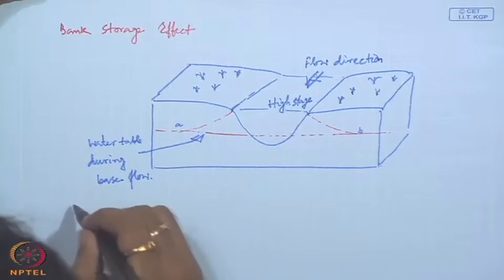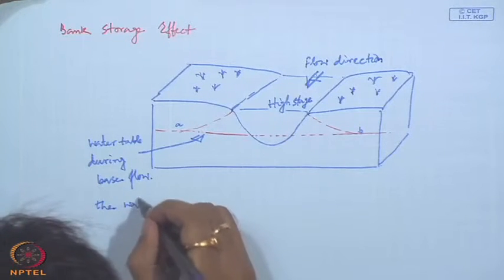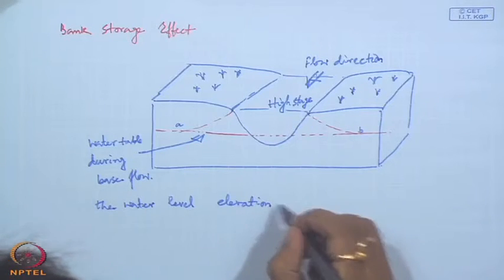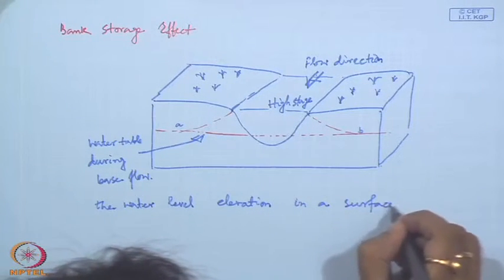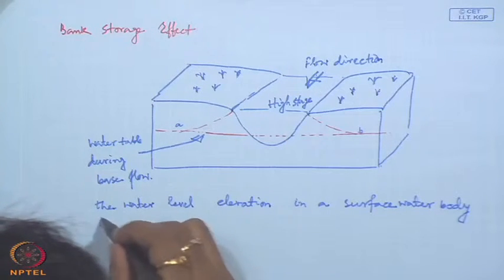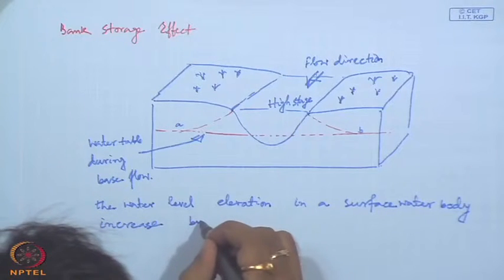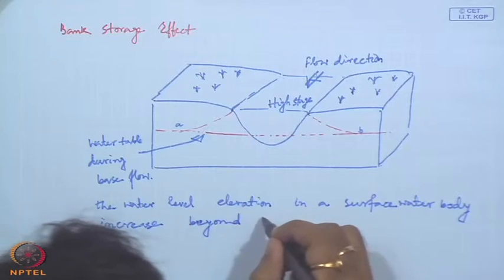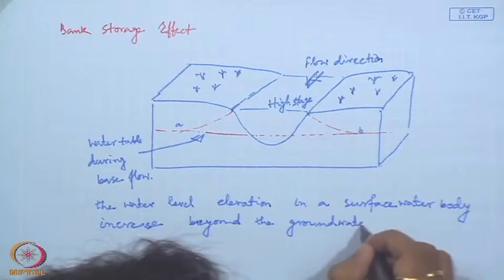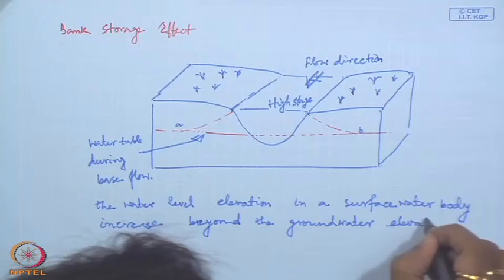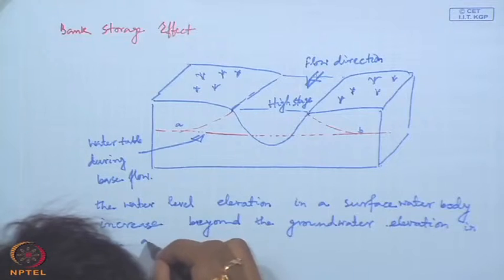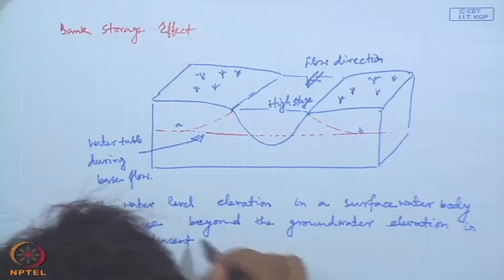Bank storage occurs when the water level elevation in a surface water body increases beyond the groundwater elevation in the adjacent banks.